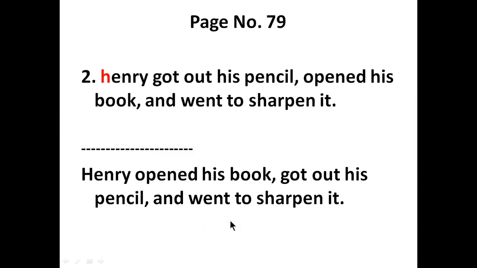Number 2. Henry got out his pencil, opened his book and went to sharpen it. Now what is the mistake here? Yes, Henry is starting with a small h, that's wrong. So we will replace it with a capital letter. And also there is a mistake about the rearrangement of the fragments, because the pronoun it makes no sense with its antecedent. In the sentence, the antecedent of it is book. That is not a good way to describe, because you cannot sharpen a book. So the correct sentence will be: Henry opened his book, got out his pencil and went to sharpen it. Now it is 100% correct.